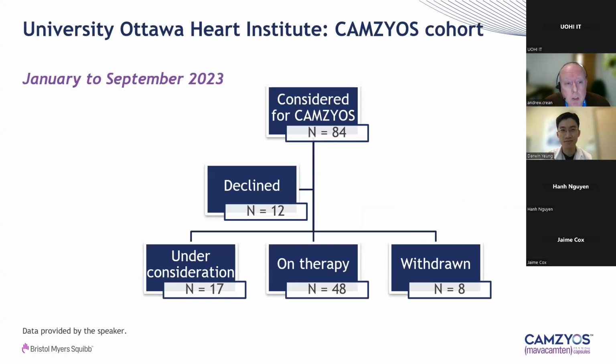So between January and September last year, there were about 84 patients that were seen and considered. 12 were felt to be inappropriate for one reason or another. There were some that were under consideration. A few more of those have now gone on to mavacamten. But at the time I made these slides, there were just under 50 patients who were on therapy, and there were 8 who had started therapy but then withdrew, and we'll talk about that in a minute.